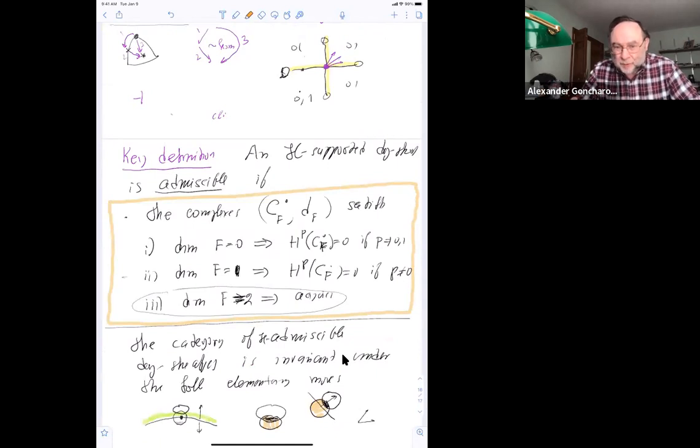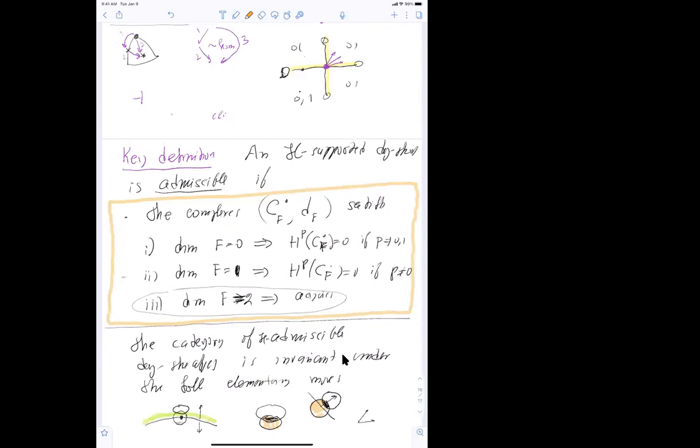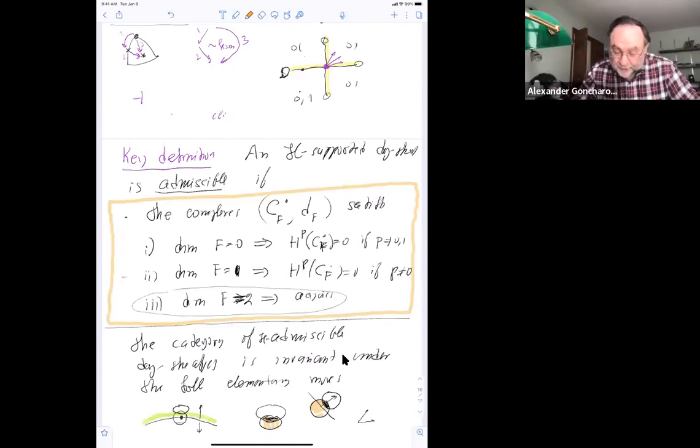Is that clear or remotely clear now? I need some feedback. I can't proceed talking to... Clear what? Sorry. I give a definition. This is the definition of an admissible DG sheaf.